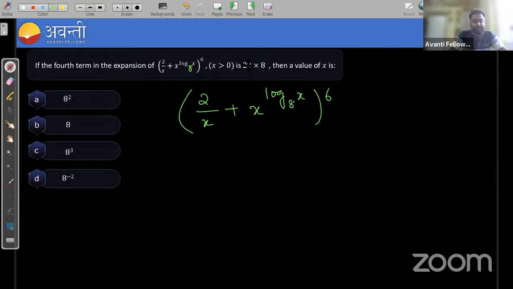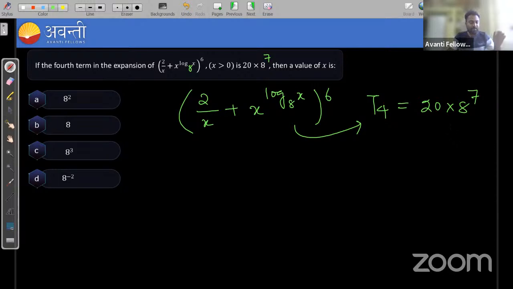Okay, and it is given as 20 into 8 to the power 7. It's given as the fourth term. So T4 of this expansion is given as 20 into 8 to the power 7. So you need to find the value of x, right? So how can we do it?